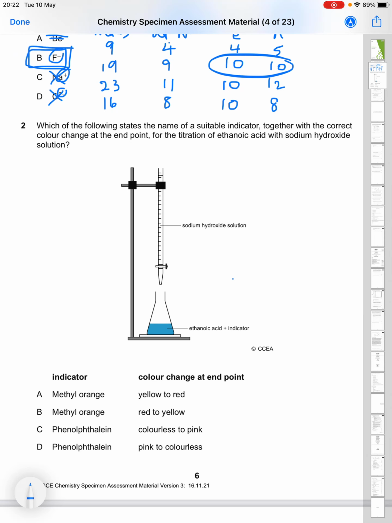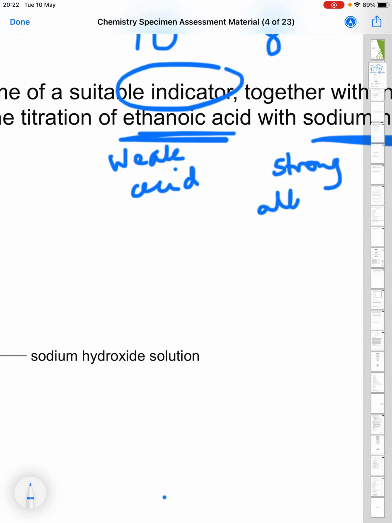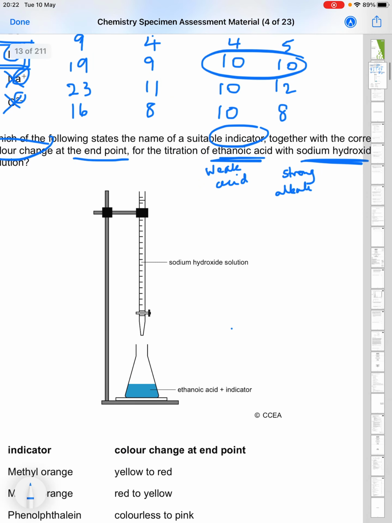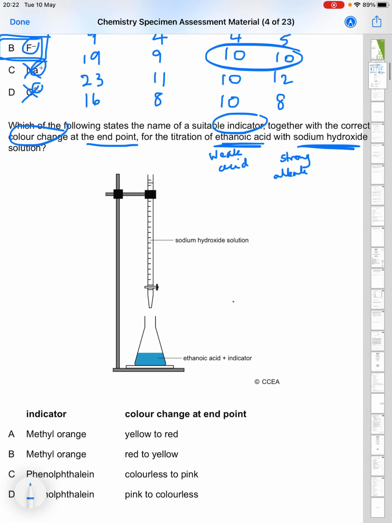Okay, number 2, which of the following states the name of a suitable indicator together with the correct colour change at the end point for the titration of ethanoic acid and sodium hydroxide? So just looking at this question, I would immediately be saying this is a weak acid and this is a strong alkali. And then looking at the diagram, we see that the sodium hydroxide is in the burette and the acid is in the flask. So we're going from acid to alkali.